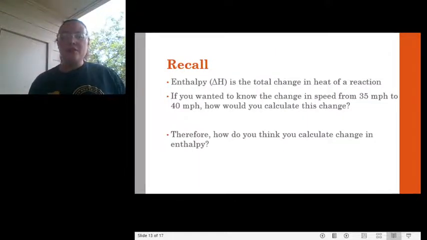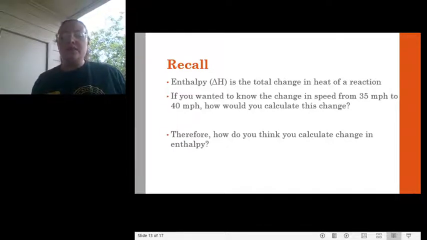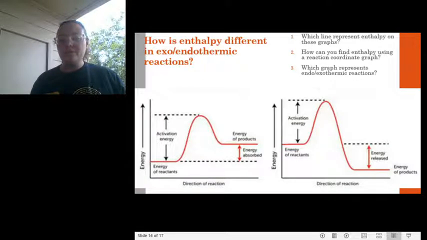So we talked about enthalpy, and if you want to know the calculation of change in enthalpy, let's think about change in speed. If you want to know your speed change from 35 to 40 miles per hour, we're going to do 40 minus 35. The final speed minus the initial speed. So if we want change in enthalpy, we're going to do the final energy minus the initial energy. Our product energy minus our reactant energy.